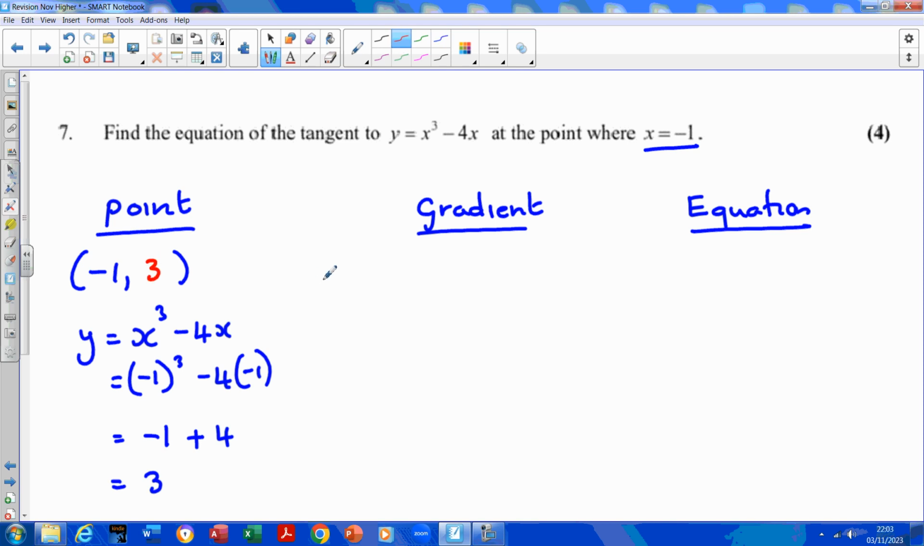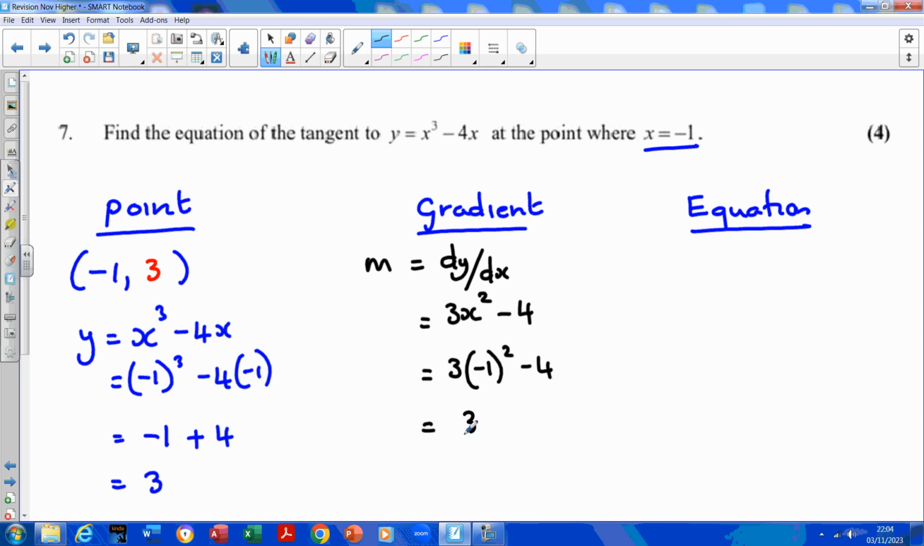Now I want a gradient. So the gradient is equal to dy by dx, the derivative. So we'll work out the derivative. So multiply by the power, take 1 away from the power. Derivative of that becomes -4. Now we're doing the same thing again. We're substituting x equal to -1 into this equation because gradient is a number. So it's 3 times -1 all squared, take away 4. -1 squared is 1, 3 lots of 1 is 3, 3 take away 4 gives me a gradient of -1.